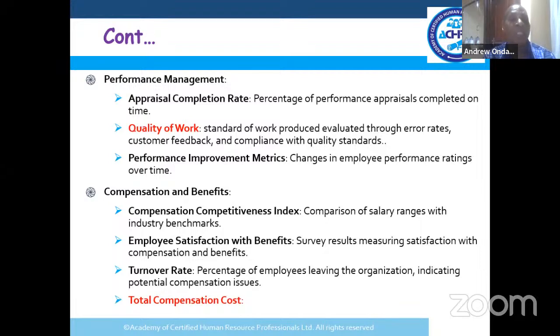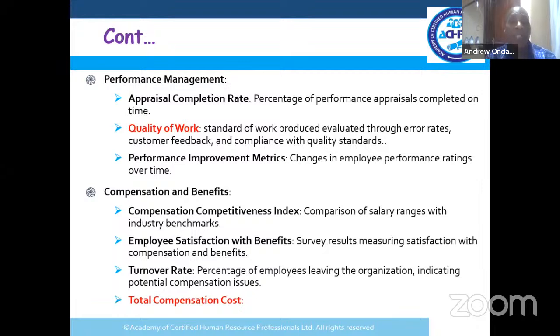The fourth element is compensation and benefits. Compensation has to do with the payments that we give employees for working. And the benefits are the extra payments that we give them, either for doing well or for accomplishing certain achievements. To measure this area, we look at the compensation competitive index. This means that we have to conduct a salary survey within our industries to find out what is obtaining in the market.